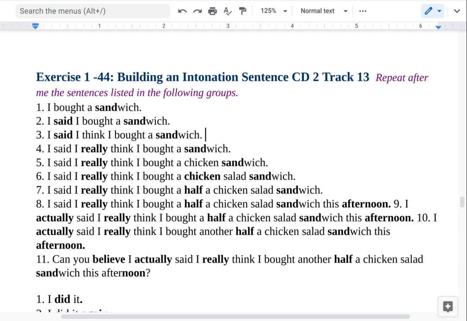6. I said, I really think I bought a chicken salad sandwich. 7. I said, I really think I bought a half a chicken salad sandwich. 8. I said, I really think I bought a half a chicken salad sandwich this afternoon. 9. I actually said, I really think I bought a half a chicken salad sandwich this afternoon. 10. I actually said, I really think I bought another half a chicken salad sandwich this afternoon. 11. Can you believe I actually said, I really think I bought another half a chicken salad sandwich this afternoon?